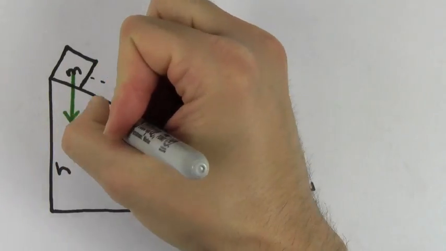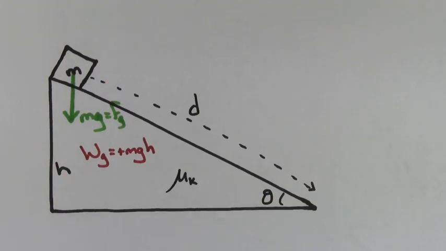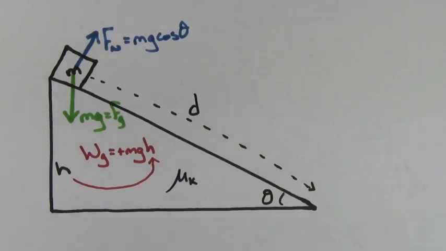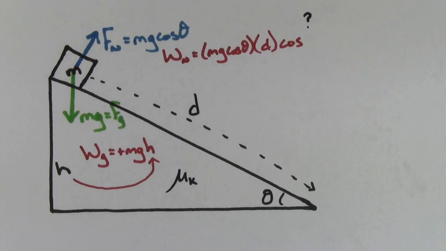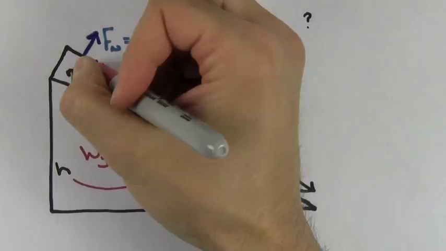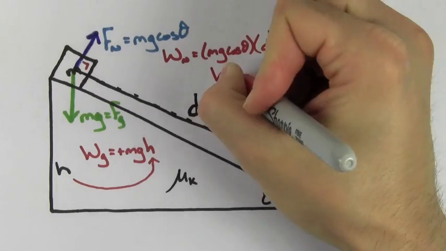Even on an incline with friction, the work done by gravity is just positive mgh, the vertical distance the mass moved downwards. If we want to use the formula FD cosine theta to find the work done by the normal force, we plug in mg cosine theta for the force. We plug in the distance d for how far it goes. But you can't use the theta of the incline for the angle in this formula. The angle we need to use is the angle between the force applied and the direction of motion, in this case 90 degrees, which means the normal force does no work.